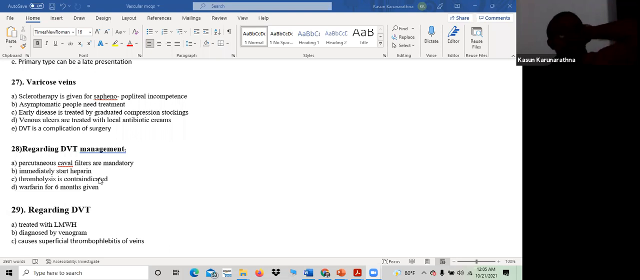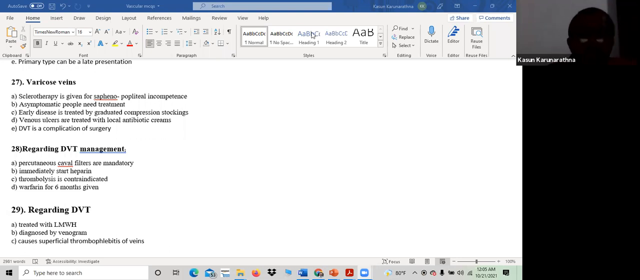Systemic thrombolysis is, I think, contraindicated, not the local thrombolysis. You can give the thrombolysis by catheters to the clot, so it's not contraindicated. Warfarin for 6 months, yes, usually 3 months. In massive iliofemoral DVT, try to give thrombolytic agents through catheters, right? Go to the clot and inject, not systemic thrombolysis as in myocardial infarction, but not in DVT. Right.